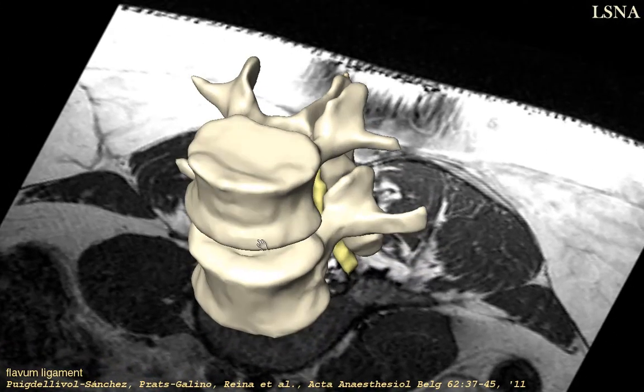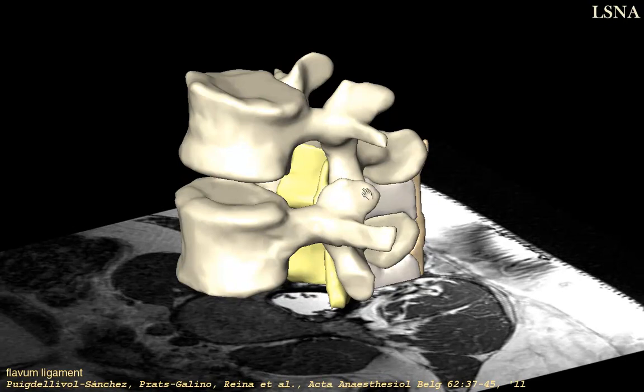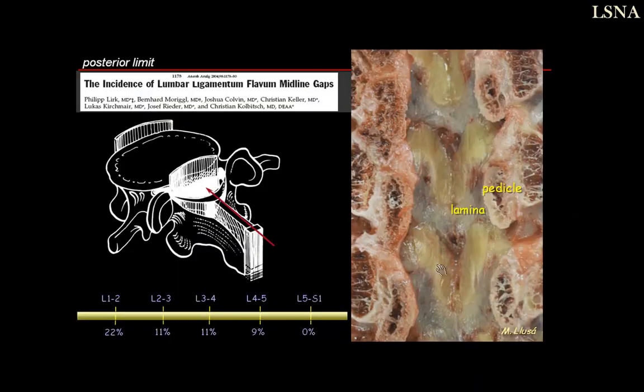The loss of resistance sign is a common technique to identify the epidural space and is thought to rely on the penetration of this ligament. As we can observe in this anatomic preparation, the flavum ligament is a rectangular sheet attached to both edges of the lamina from contiguous vertebrae. In fact, there is a single flavum ligament on each side, joining in the midline during the embryonic development.